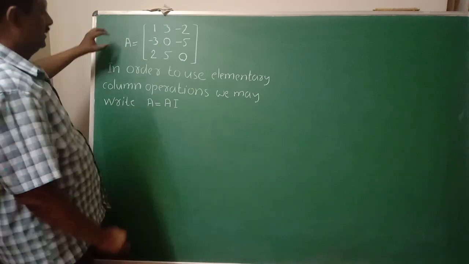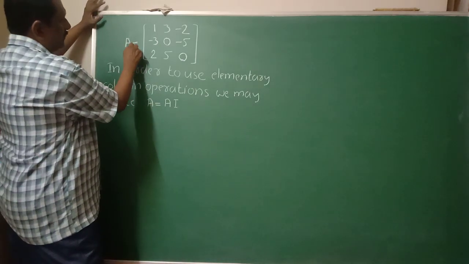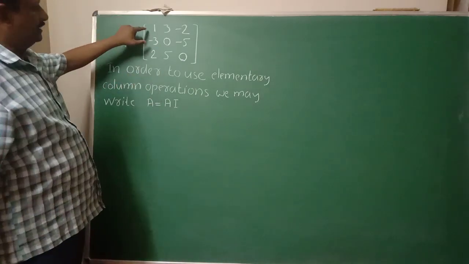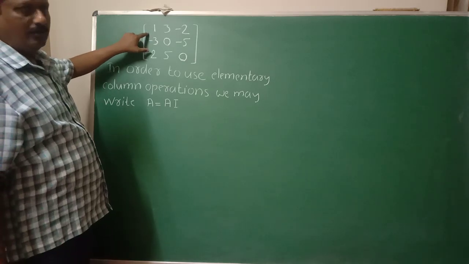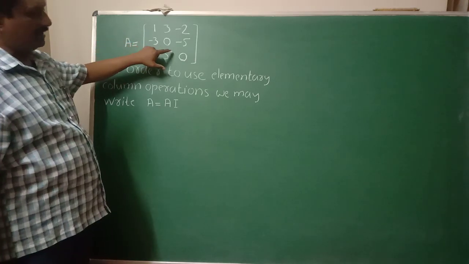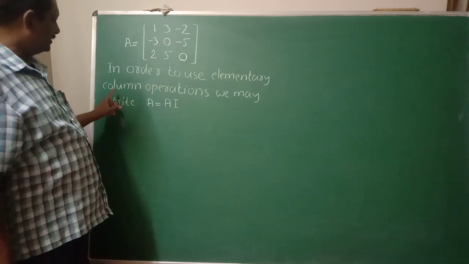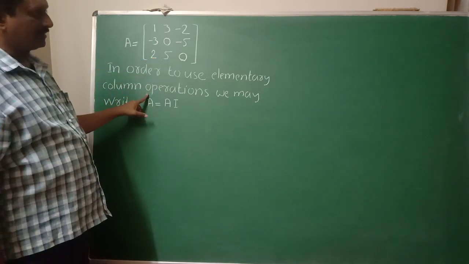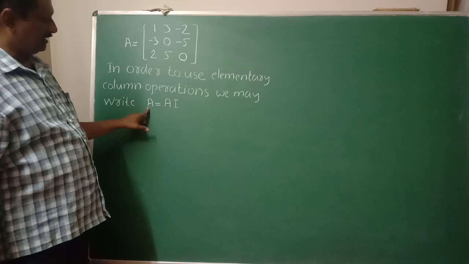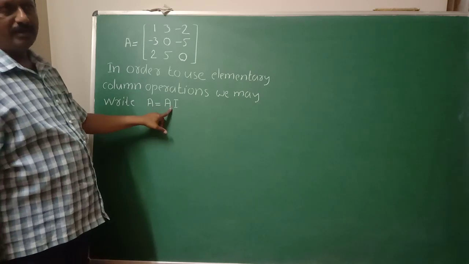Okay, here A is equal to the matrix 1, 3, minus 2, minus 3, 0, 5, minus 5, 2, 5, 0. Okay, here we are using a column operation. That's why take A is equal to A into I.